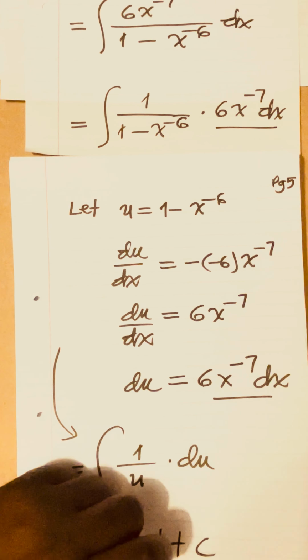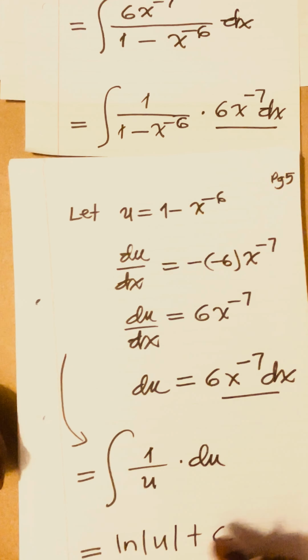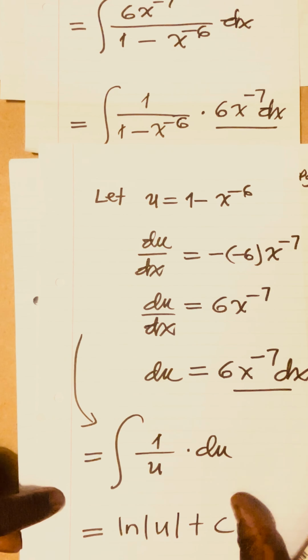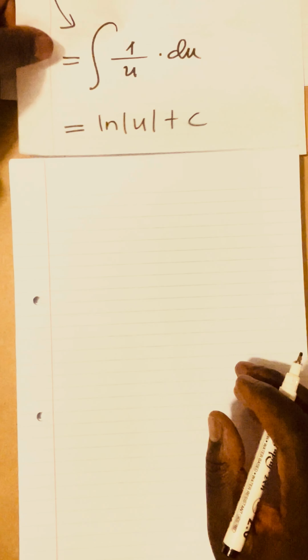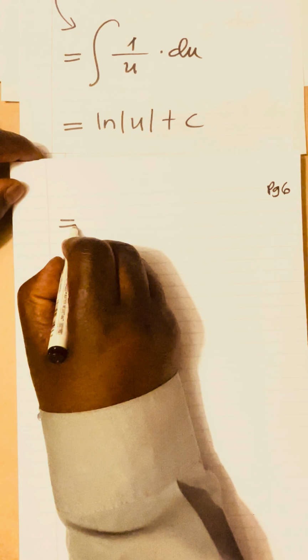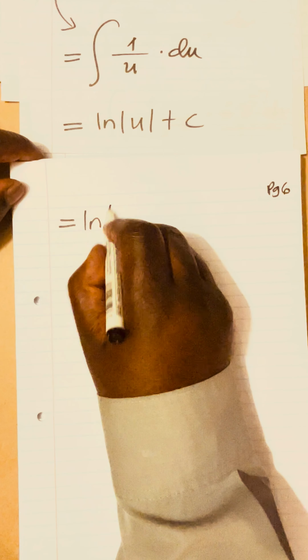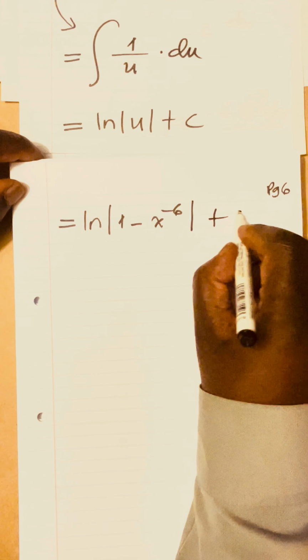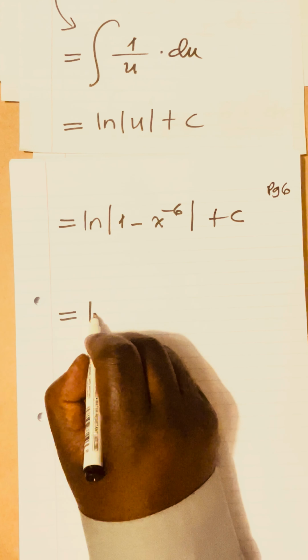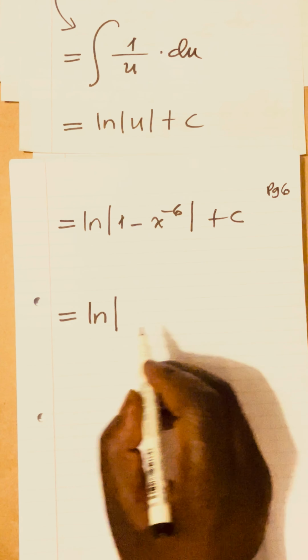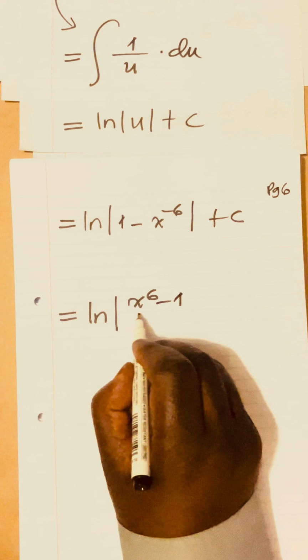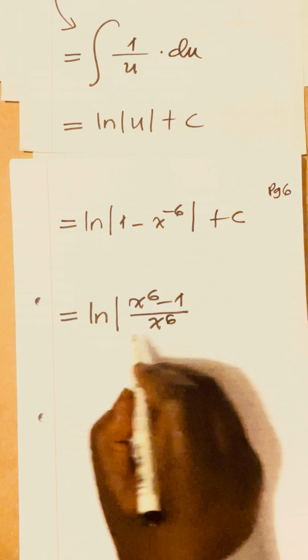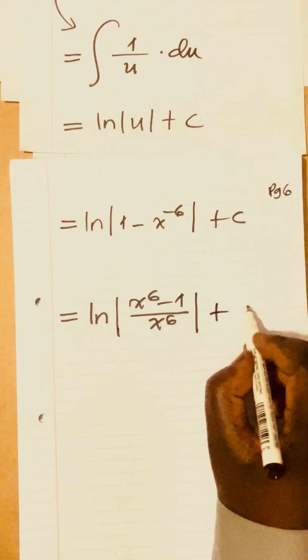Next, we revert to our original variable, and our original variable is x. The connection between u and x is given over here, 1 minus x to the power minus 6. So our final solution is on page 6. We are saying that the integral evaluates to the natural log of 1 minus x to the power minus 6 and then plus the constant of integration. Now, simplifying this part here, you will agree with me that it just simplifies to the natural log of, I'll maintain the absolute value signs, x power 6 minus 1 all over x power 6, plus c.